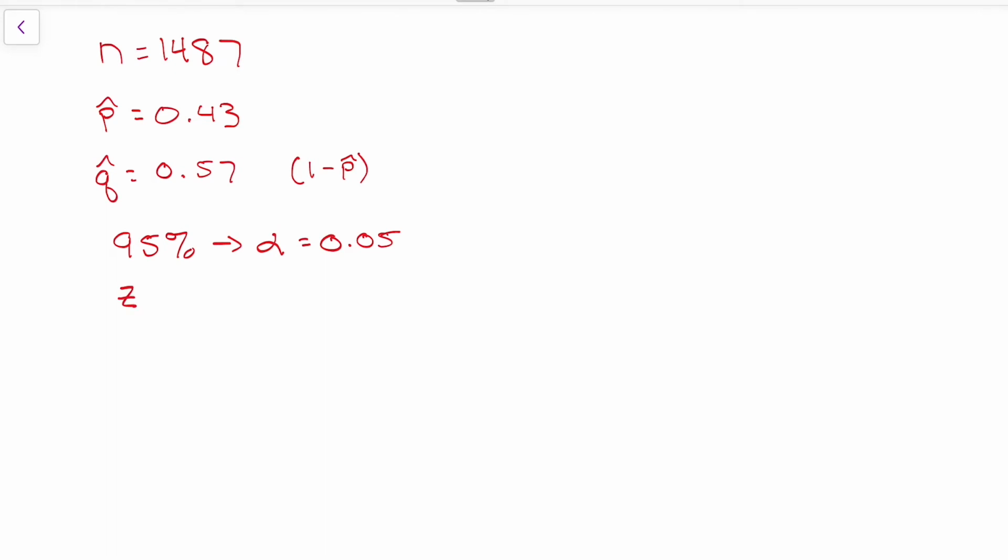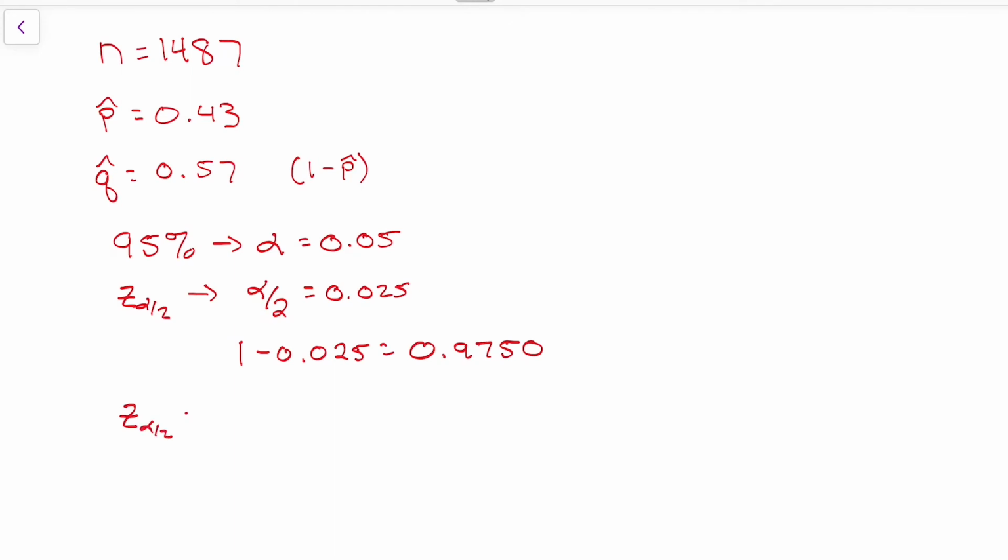To find my z sub alpha over 2, I look at computing the z-score, which gives me an area to the right of 0.025, or again, an area to the left of 1 minus that, of 0.9750. We've done that. We've said that my critical value, my z sub alpha over 2, that corresponds to being 95% confident, is 1.96. So we can go ahead and compute part A, our margin of error.